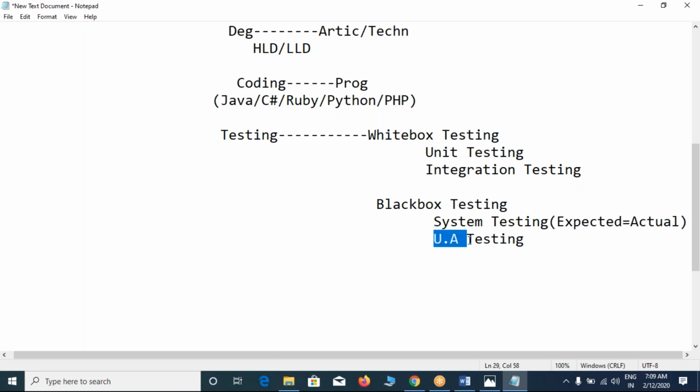And the last level, user acceptance testing, is to check whether the user accepted or not. Finally, this testing will be carried out by the business analyst. Once again, in black box there are two levels: one is system testing, second one is user acceptance testing. System testing is performed by the testing engineer, and who performs user acceptance testing? The business analyst, to check whether the user accepted or not.